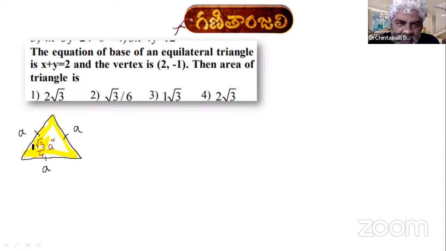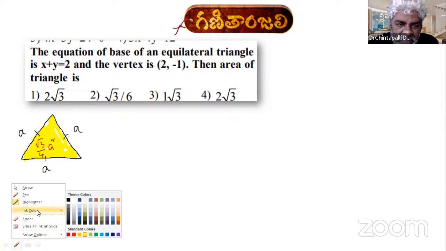Now we are creating a formula to find the area of an equilateral triangle when height is given. This formula is used when side is given. If side is small a, its area is √3 by 4 a square, right? Now, side is not known, but height is given. Then how to find the area?